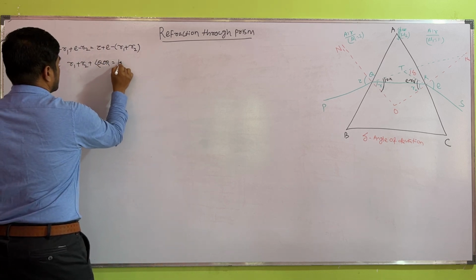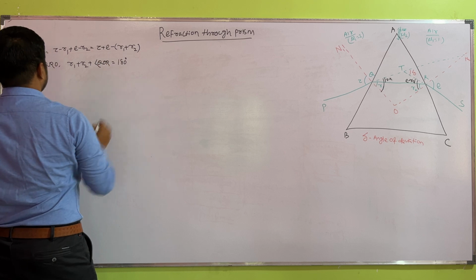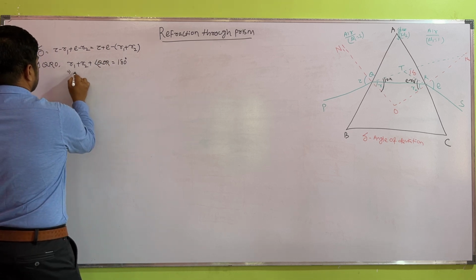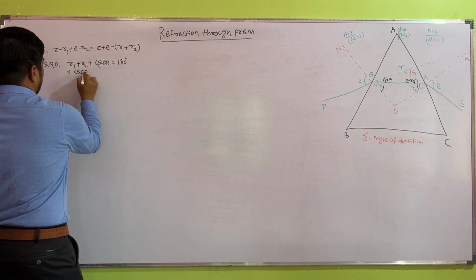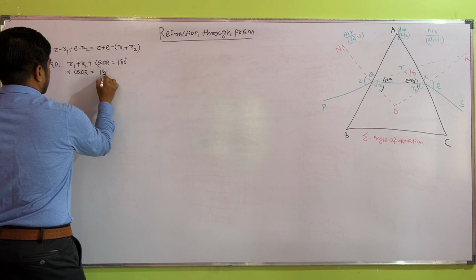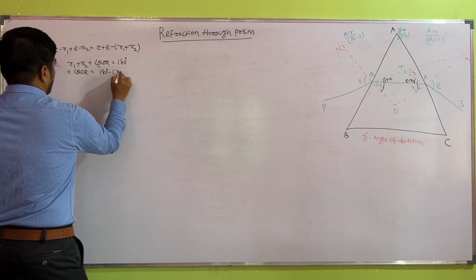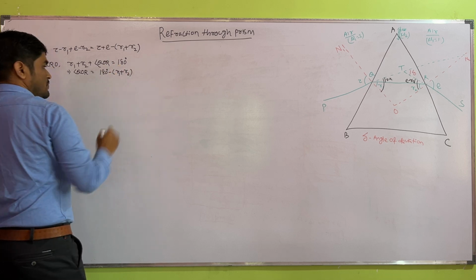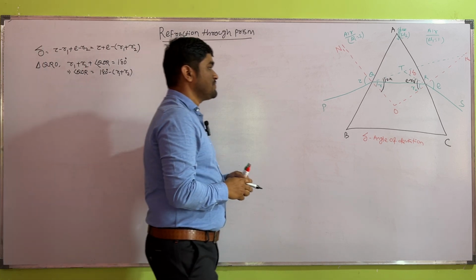Angle QOR is equal to 180 degrees. That implies the angle QOR will be equal to 180 degrees minus R1 plus R2. Clear?